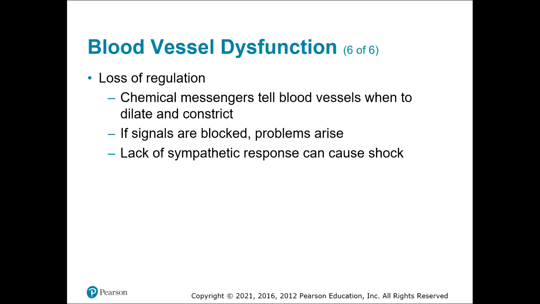So with our blood vessels, we can have loss of regulation. Chemical messengers tell blood vessels when to dilate and when to constrict. If signals are blocked, problems can arise. Lack of sympathetic response can cause shock. The main one that comes to mind for this is opioids. Addison's disease as well can cause that. Any questions with that?